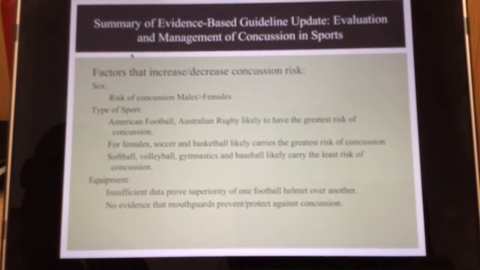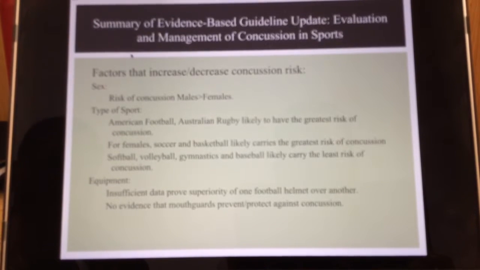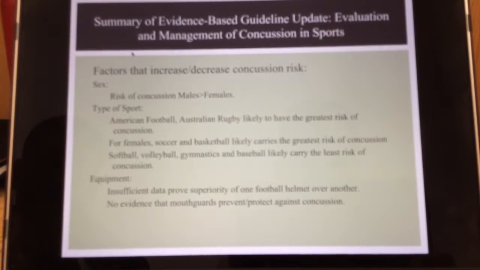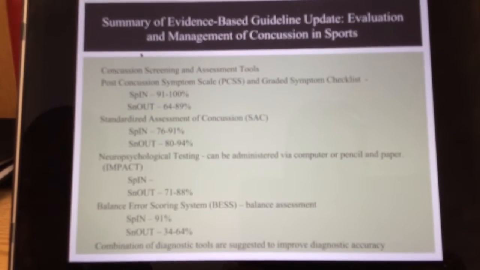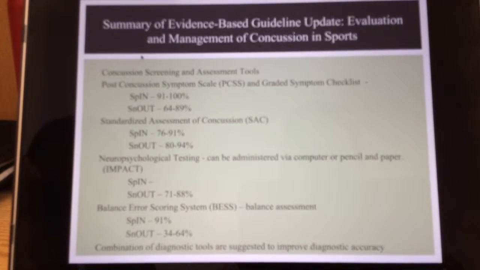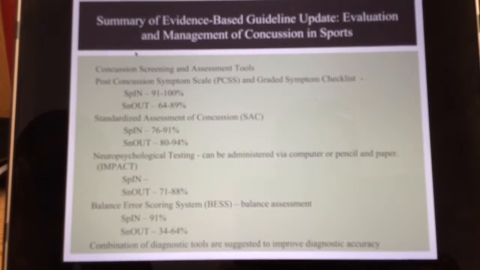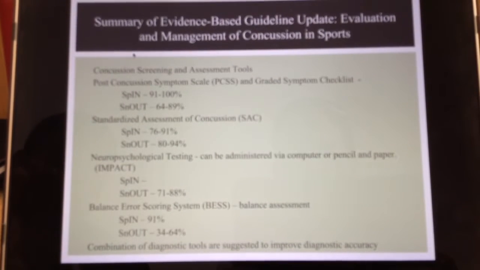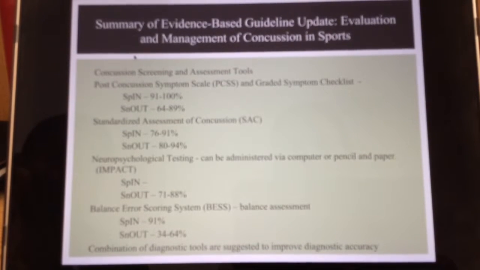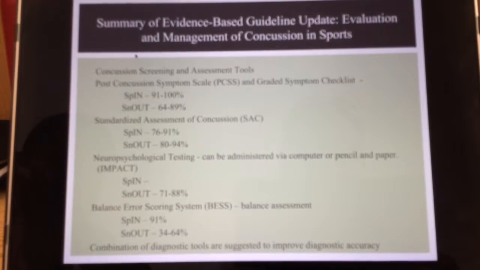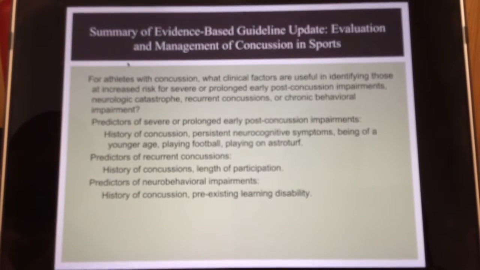This is from the Summary of Evidence-Based Guidelines, Evaluation and Management of Concussion in Sports. It's pretty self-explanatory, so you guys can just read it. And these are just different diagnostic tools and their sensitivity and specificity. We should be familiar with them, but I thought it'd be interesting to see the numbers and why we use them. Note at the bottom, a combination of diagnostic tools are suggested to improve diagnostic accuracy for concussions. You guys can read this one too.